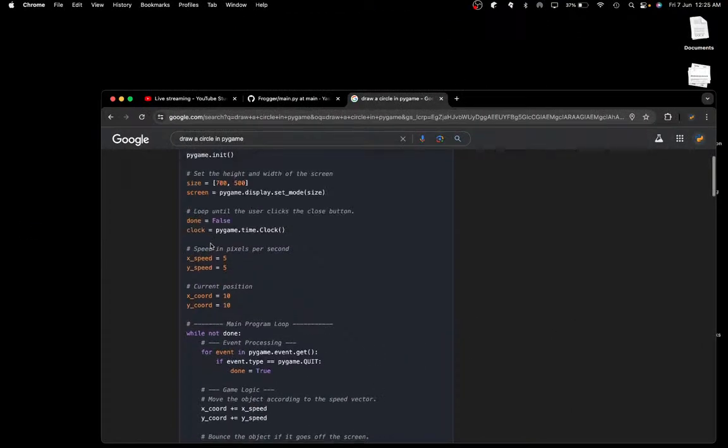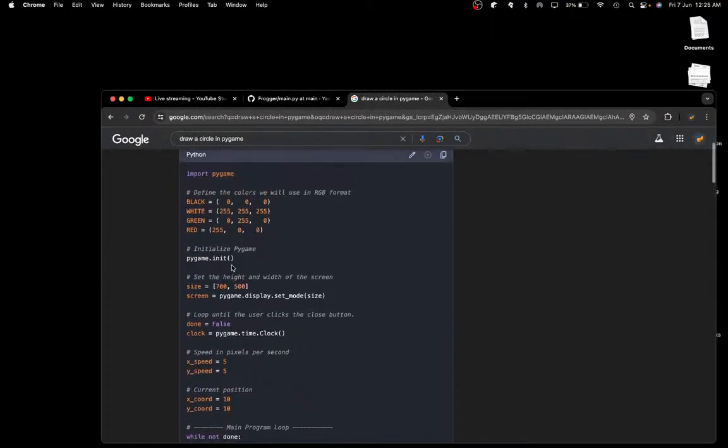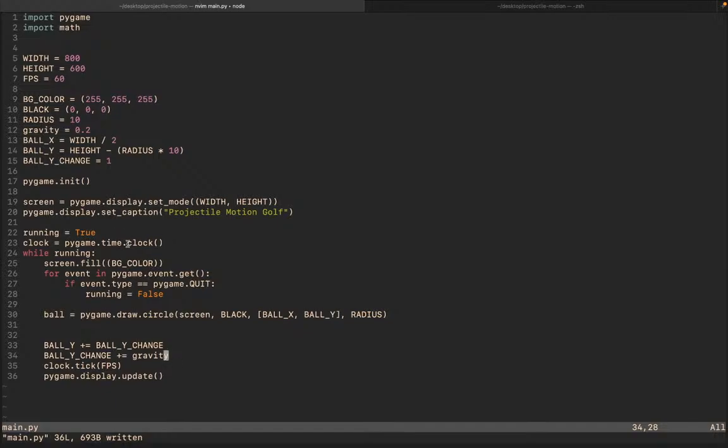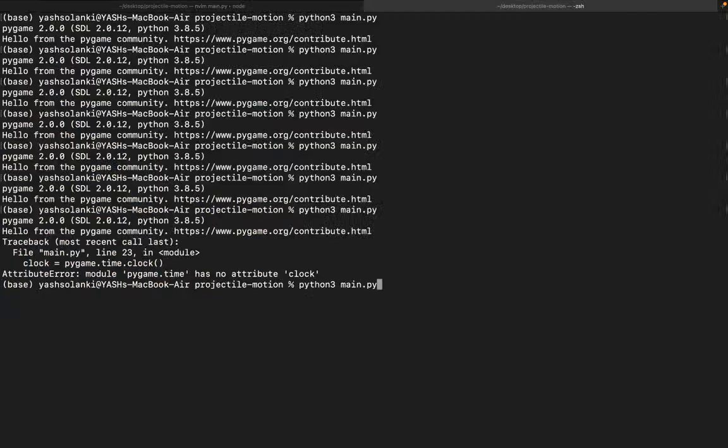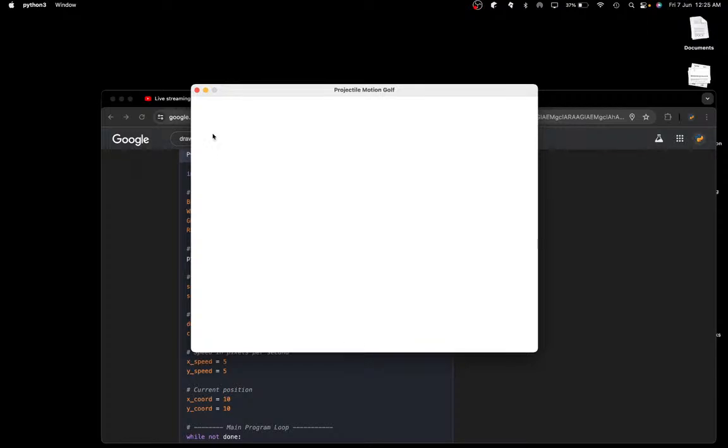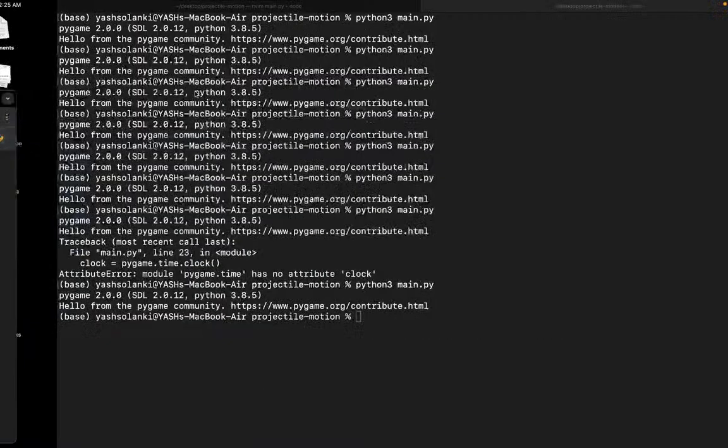How do we do that? Ah, okay, so it's a capital C for Clock. Again, I haven't used Pygame for a while now, so I don't know how this stuff works. That's awesome. It worked. Alright.